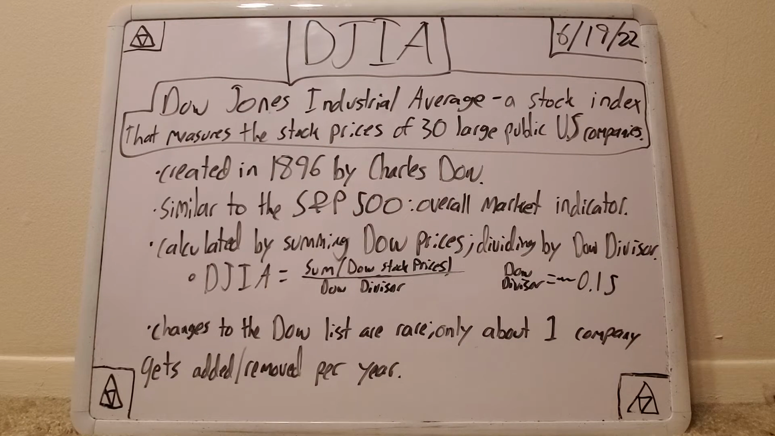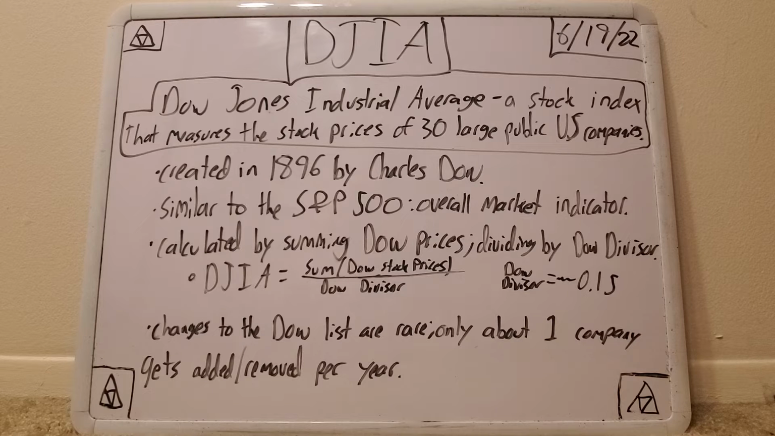It was created all the way back in 1896, so even well before the S&P 500 was created. It was created by Charles Dow, and back then there were only 12 companies on this index. The Dow was also one of the first US stock indexes that ever came to be in the market, so it is one of the original ones.